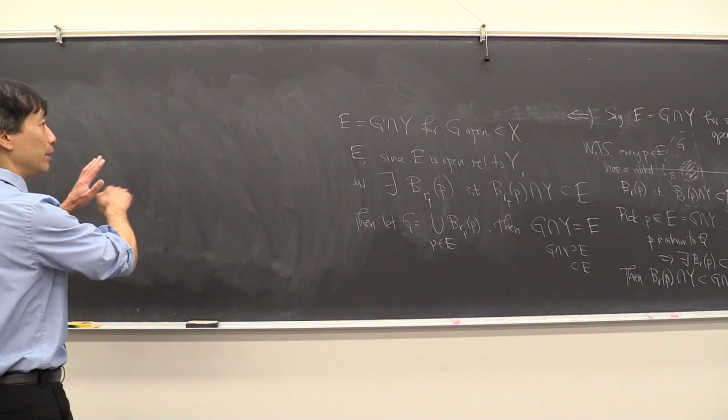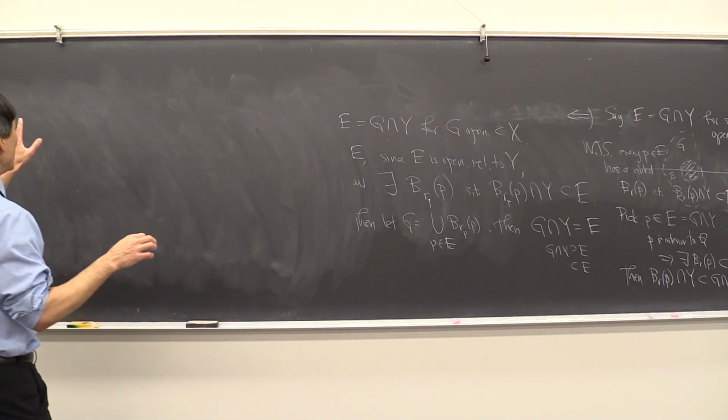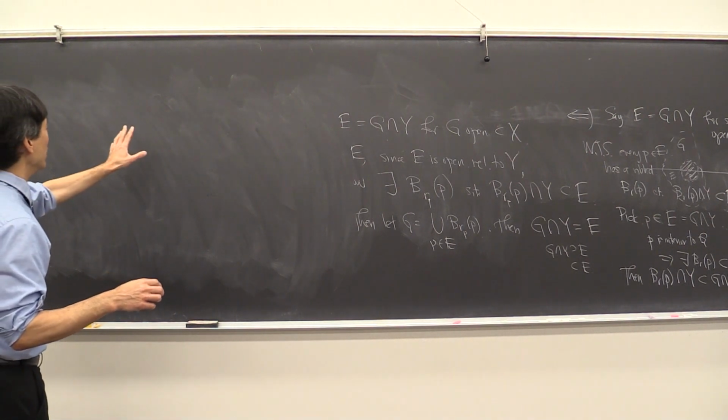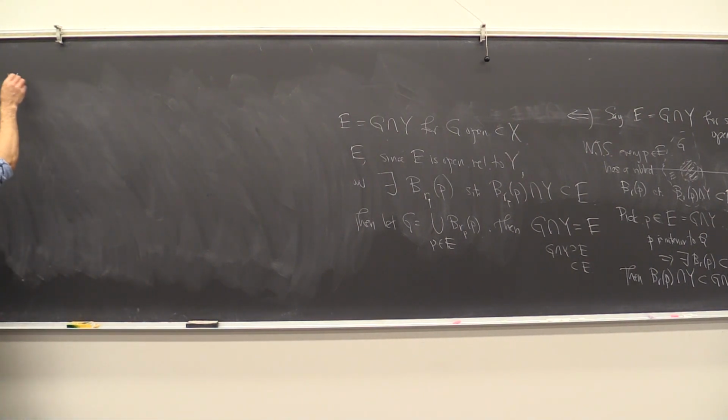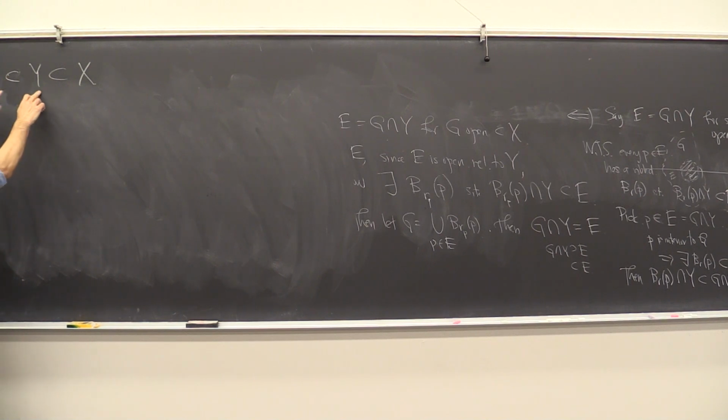Okay. So now we've got this idea of relative openness. What does it mean to be open relative to something? You've got some metric space sitting inside of another metric space, and you've got a set sitting inside of the smaller one. And the set might be open relative to this one, but not open relative to this one.